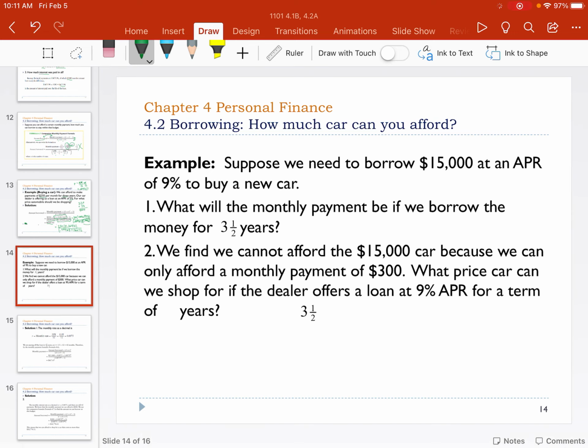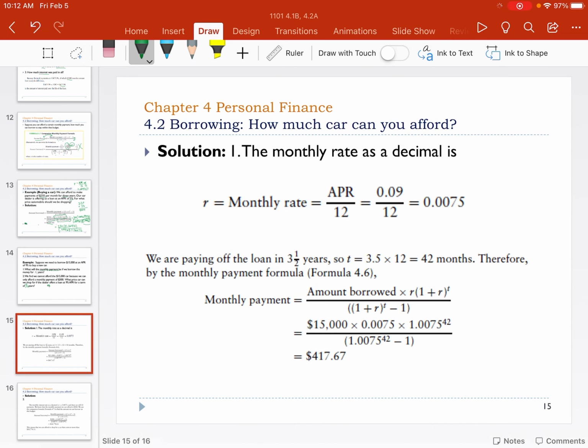Suppose we need to borrow $15,000 at an APR of 9% to buy a new car. This is a little glitch here. 3.5 years is supposed to go here, so I'll put that in right there, cross that part out. Okay, so what's the monthly payment? We're going to do it 2 different ways. If we borrow the money for 3.5 years, and we had 15,000 and 9% and all that, and we'll go to part 2 a little bit later. So let's go to part 1.